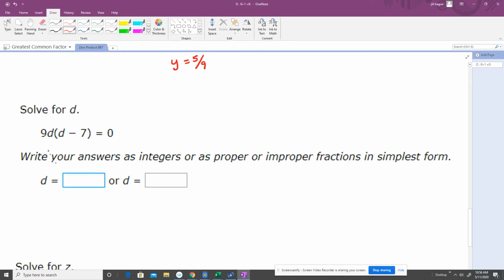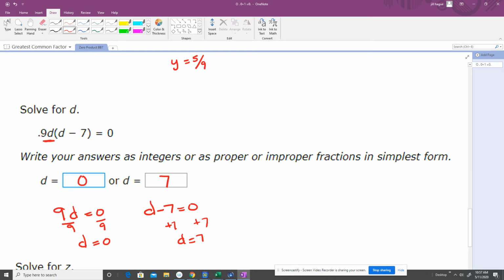Now on this one, don't get confused. We just use that little piece there. 9d would be equal to 0. And then we set the second piece, d minus 7, equal to 0. Divide by 9. 0 divided by anything is 0. So one answer is 0. Add 7. D equals 7.